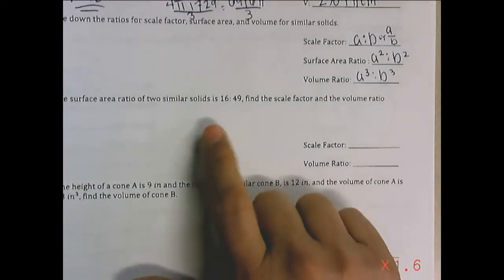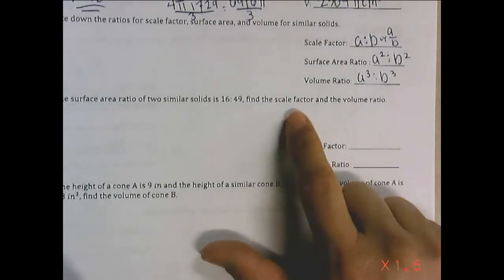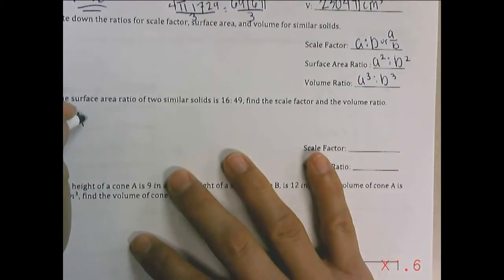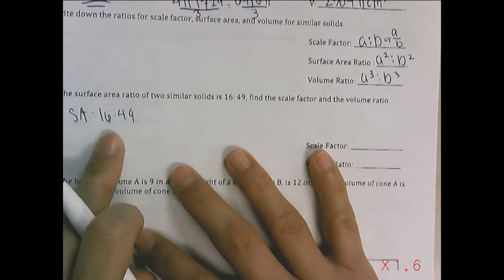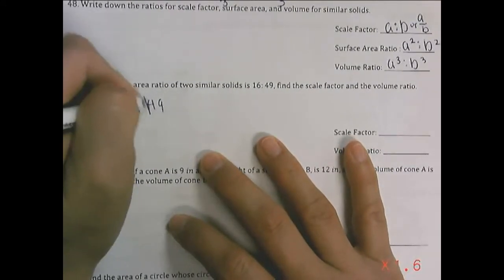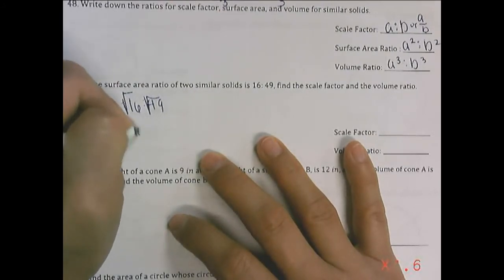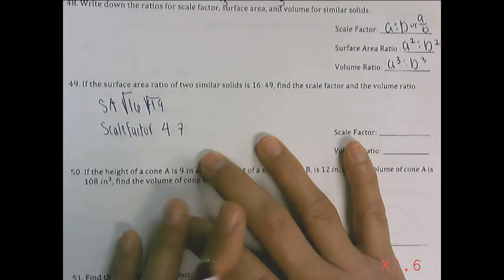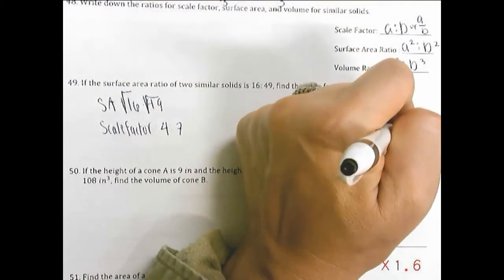And then this right here says, if the surface area ratio for two similar solids is 16 to 49, find the scale factor and the volume ratio. Well, surface area is 16 to 49. I want to find just the scale factor, so I'm going to take the square root, and I'm going to get the scale factor as 4 to 7. I'll go ahead and write that over there, 4 to 7.